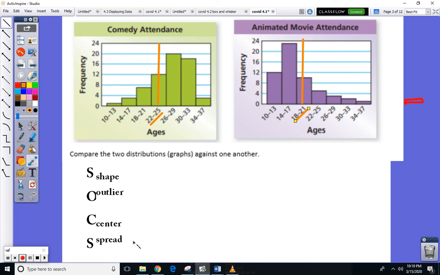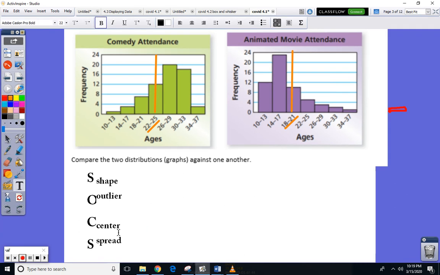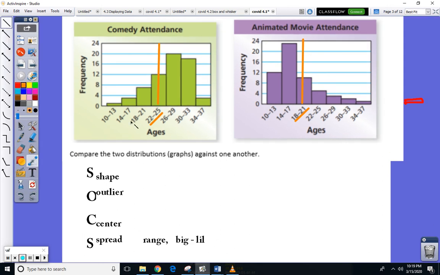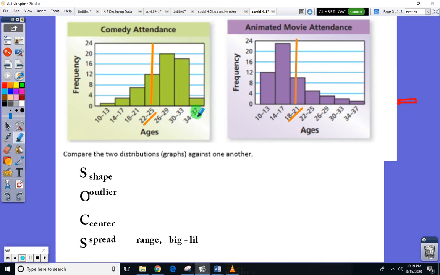And then finally, spread. Spread is a fancy way of talking about range, where we're going to take the biggest and we're going to subtract the littlest from it. And it looks like the biggest over here is going to be 37 to 10, and the biggest over here is 37 to 10. We got the same range. It covers the same amount of room, same ages, 10 to 37, 10 to 37. So that's what we're looking at.